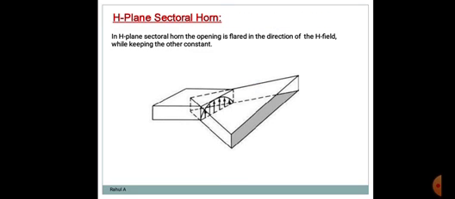Now H plane sectoral horn. In H plane sectoral horn, the opening is flared in the direction of the H field while keeping the other constant. That means here the opening is flared in parallel to the direction of the H field and perpendicular to the direction of the E field, and that's why the name given is H plane sectoral horn.